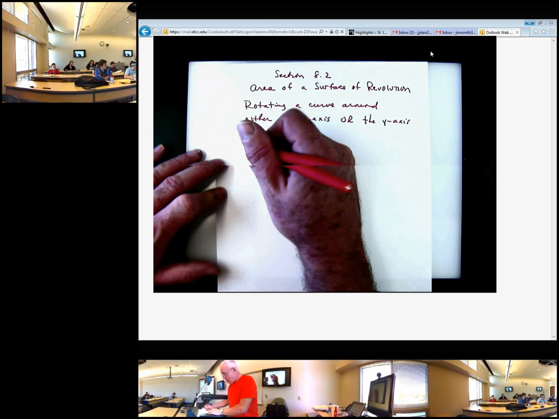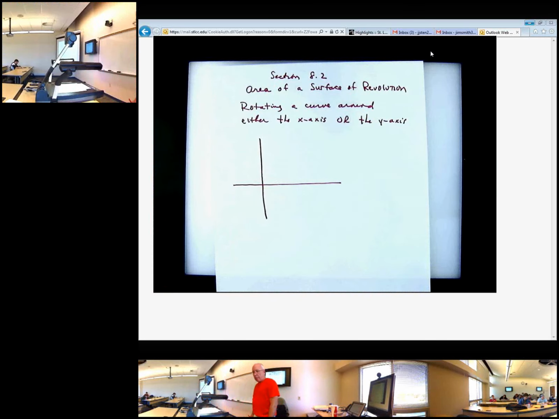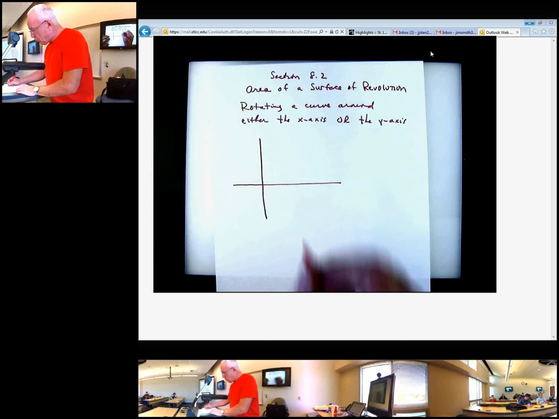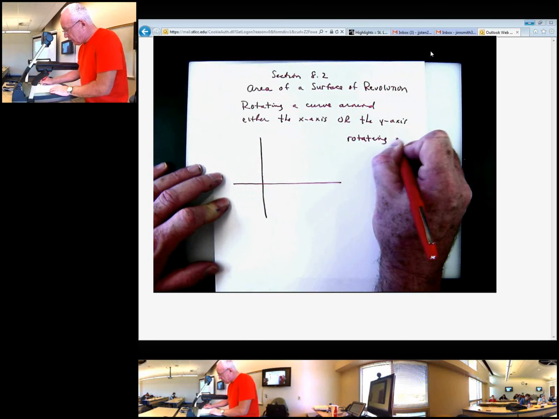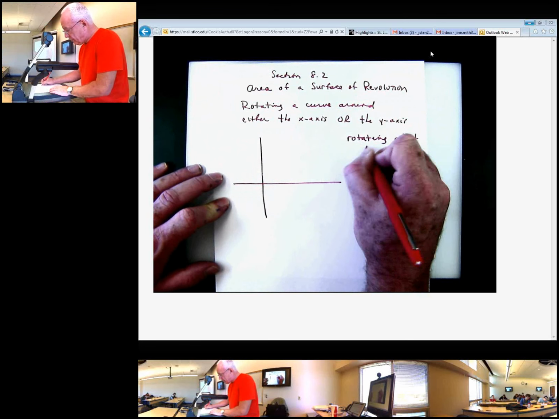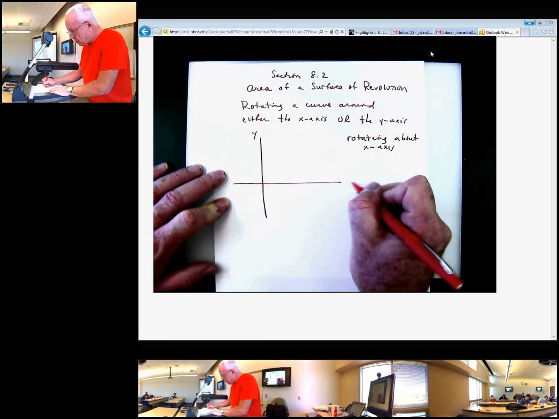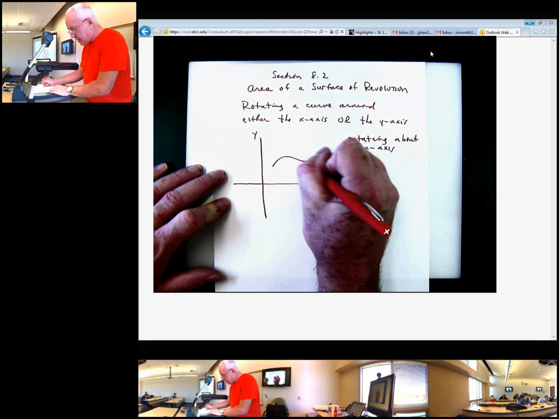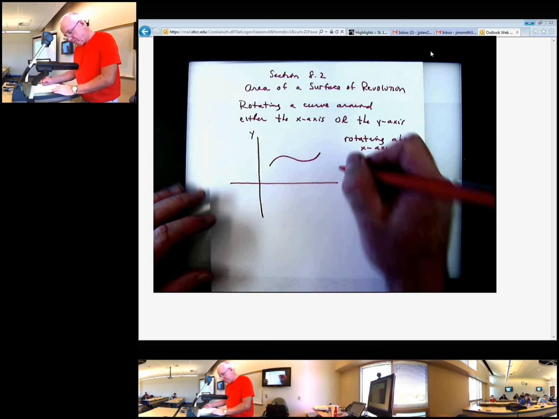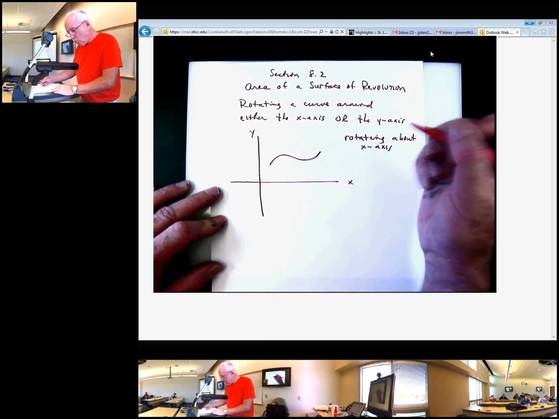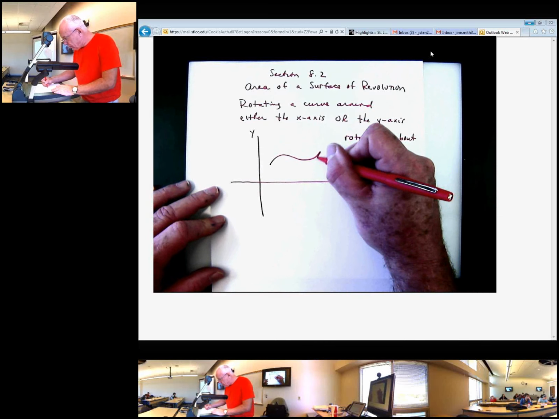All right. So let me try to draw one of my wonderful pictures here. So let's say here we're wanting to rotate a curve around the x-axis. Rotating about the x-axis. So let's say, so this is y, this is x. So let's say we have some kind of curve like this. Okay. And we're wanting to rotate it around, so it's going to be circles.